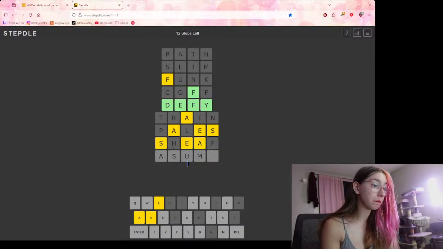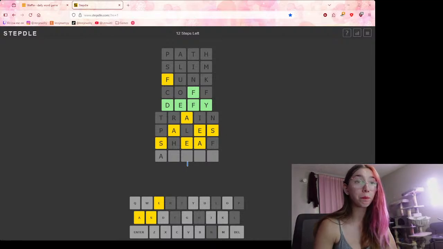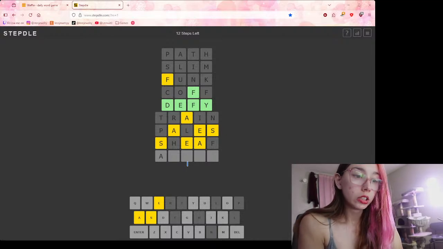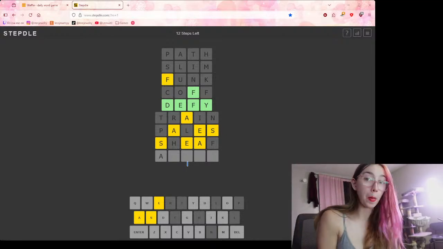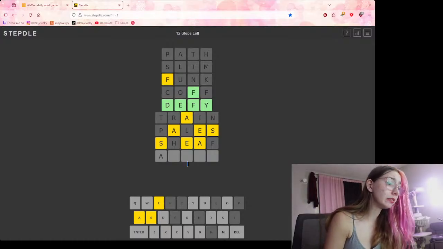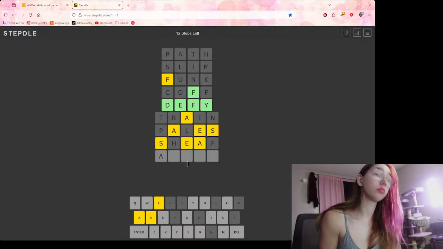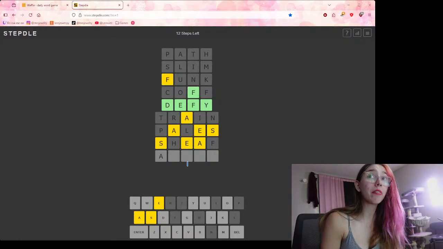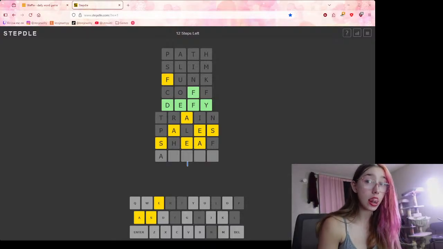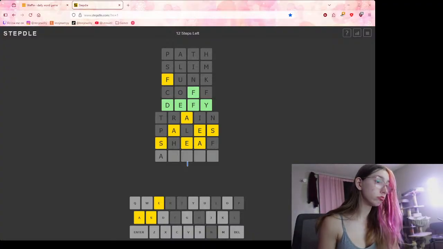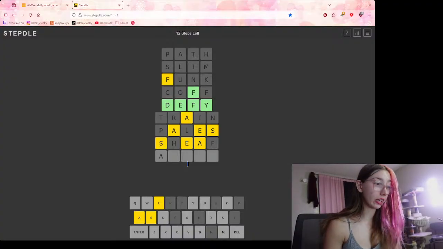Oh my god. What is it? I'm screwed. Got any ideas? It's a 5-letter word that either starts or ends with A and has an S and an E in it. I've got nothing.